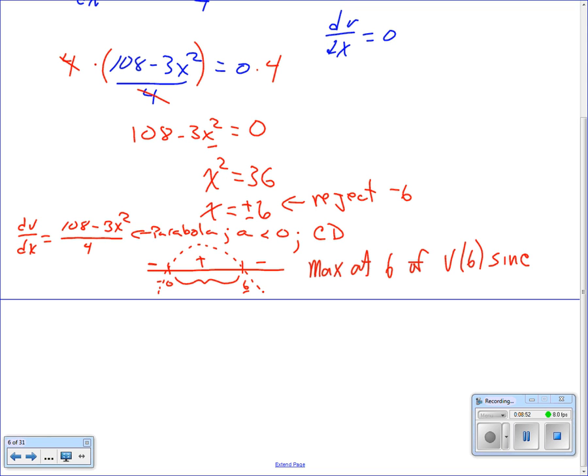And I should, for AP purposes, write why, because the sign analysis is not a sufficient reason. So I have a max at 6 of v of 6, since v prime changes from positive to negative. And that's sufficient. You could write it in terms of inequalities, and that would be okay. Now, that was using the first derivative test. You could also check for the max or the min by using the second derivative test.